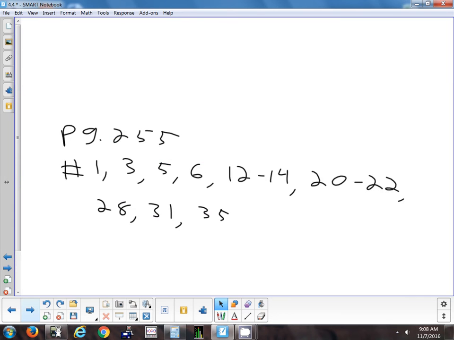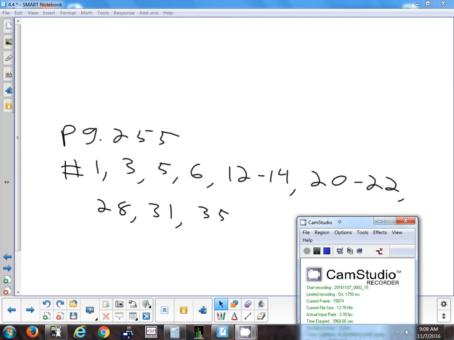All right, so homework tonight on 255. Okay, so it's 1, 3, 5, 6, 12 to 14, 20 to 22, and 28, 31, 35. Right, so we'll take a look at that tomorrow. That finishes up chapter 4. Tomorrow we'll start exponential functions, which is chapter 5. And then on Wednesday we'll finish what we're going to do this week with logarithmic functions.